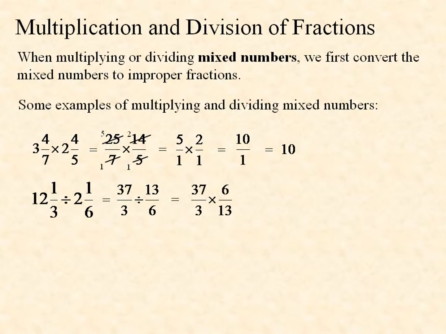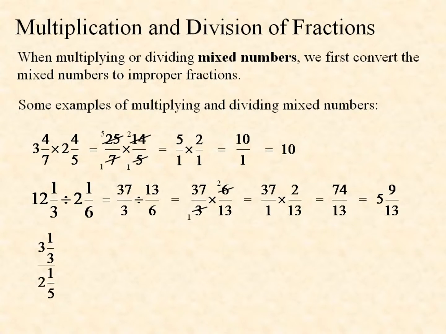We invert the second fraction, the 13 sixths, and multiply. So we have 37 thirds times 6 thirteenths. Now we can cancel. 3 goes into 3 once and 3 goes into 6 twice. So we're left with 37 over 1 times 2 over 13, which is 74 over 13. That's an improper fraction. We can reduce it. 13 into 74 about 5 times. If you do the arithmetic, you have a remainder of 9. So 74 thirteenths is 5 and 9 thirteenths.